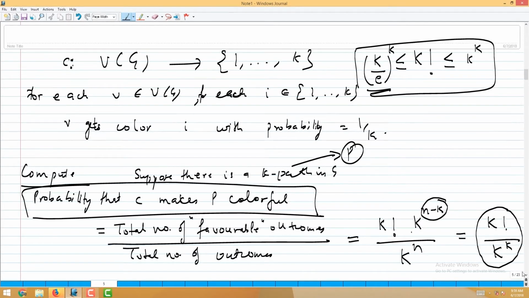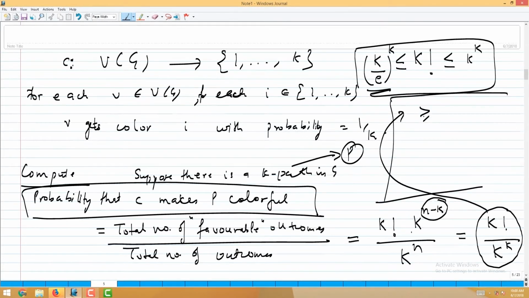So if I use this lower bound, can I lower bound the probability that I've got? Let me just write it here. So this will be at least 1 by e power k, right? This probability. So what have we proved? That if I take a coloring uniformly at random, then this is a good coloring for me with probability at least 1 by e power k.